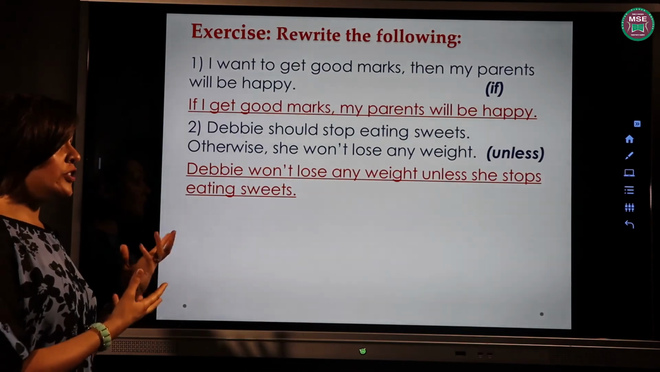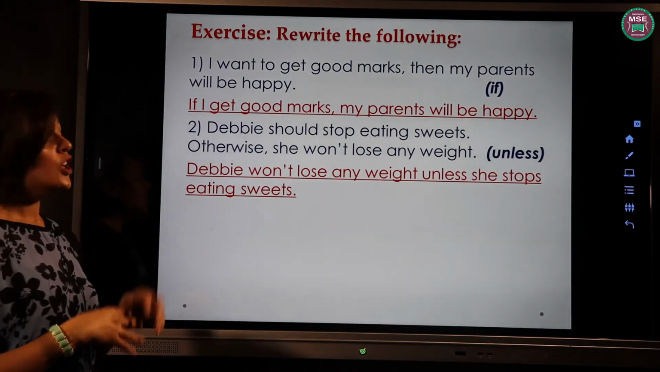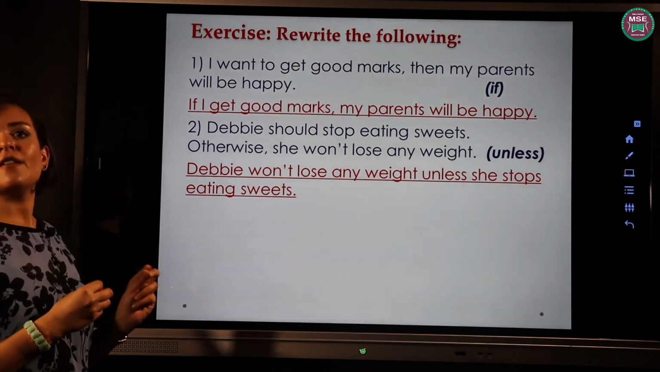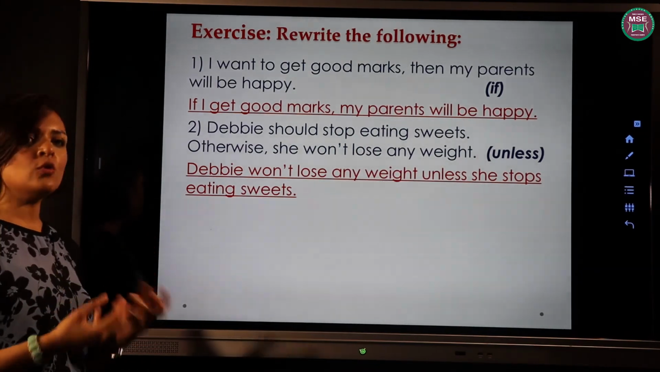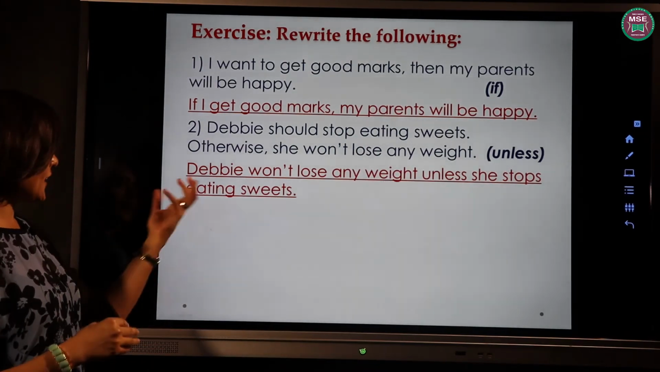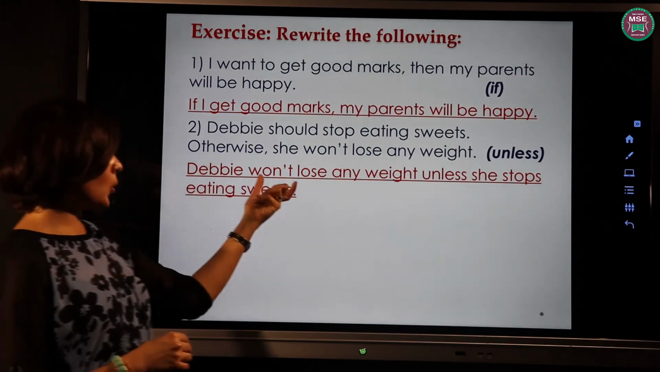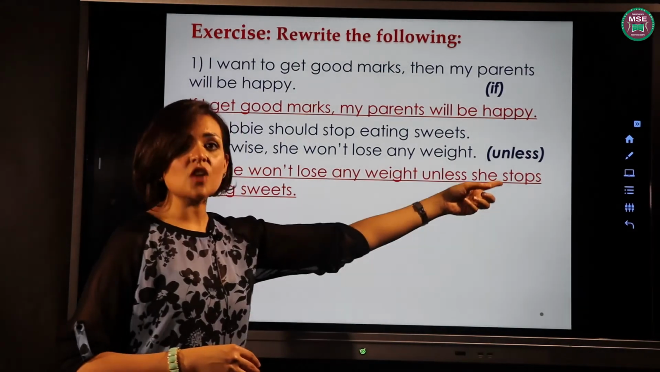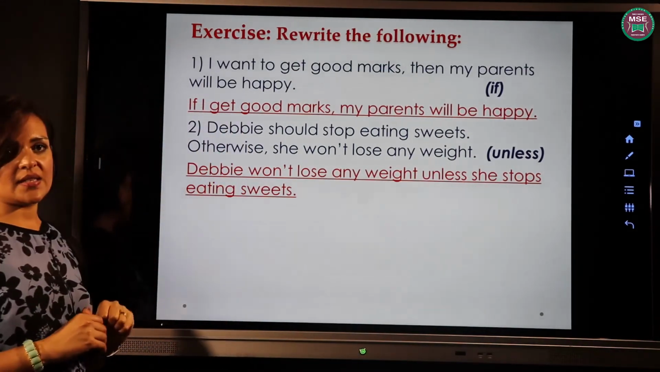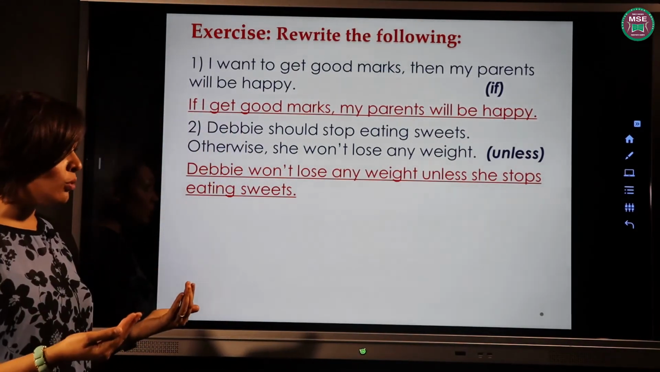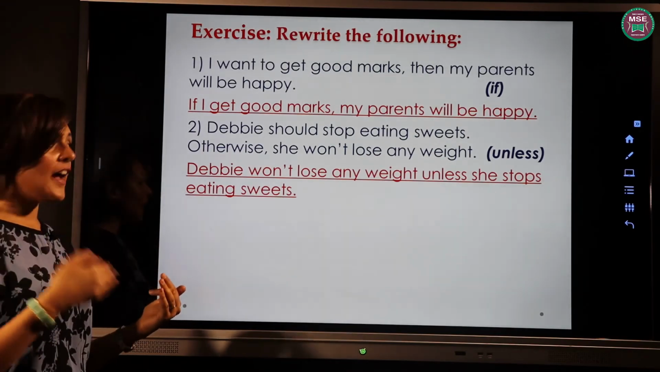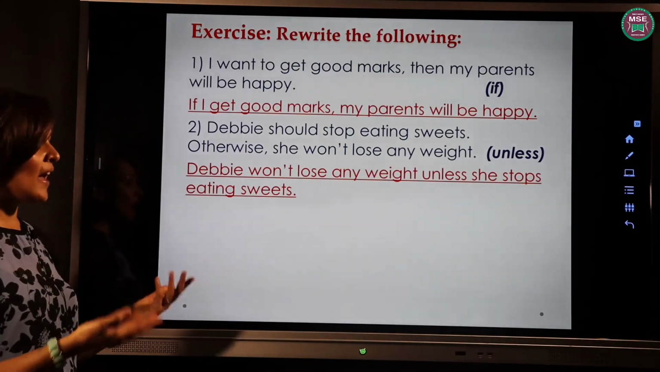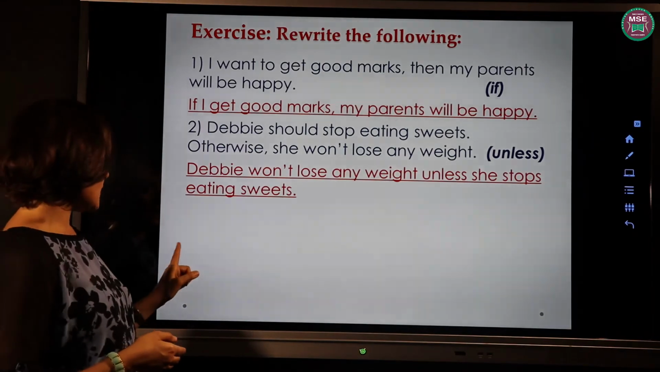So if you find using unless hard, you can use if not first and then remove if and not. How? I can say, Debbie won't lose any weight if she doesn't stop eating sweets. And then I will remove or omit if and doesn't, and I use the word unless instead.